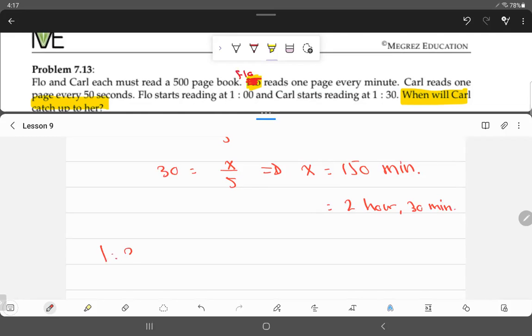So at 1:30, they started together. After 2 hours 30 minutes, we're going to go where? 4 o'clock p.m. So he's going to catch up at 4 o'clock. Do you agree? Yeah. Good.